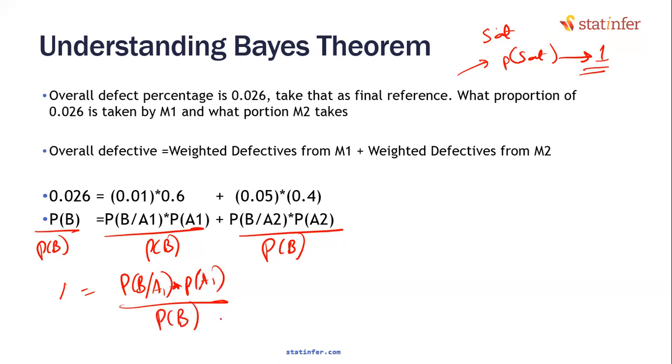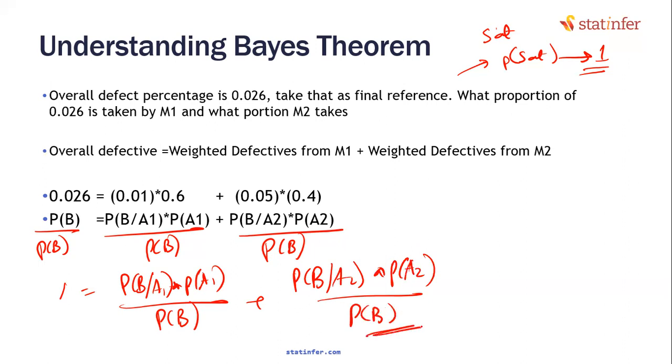This is the contribution from A1, plus the contribution from A2, which is probability of B given A2 into probability of A2, divided by probability of B. A1 contribution, A2 contribution, and the total is 1. Total equals A1 contribution plus A2 contribution. This is nothing but the Bayes theorem that you see.